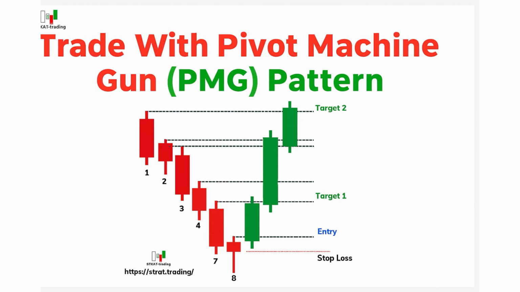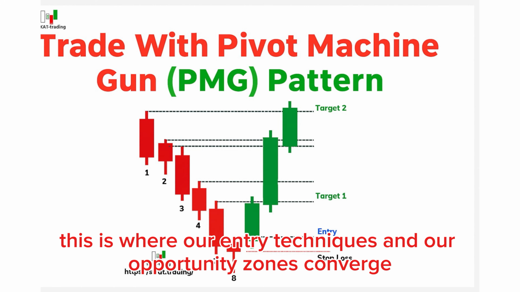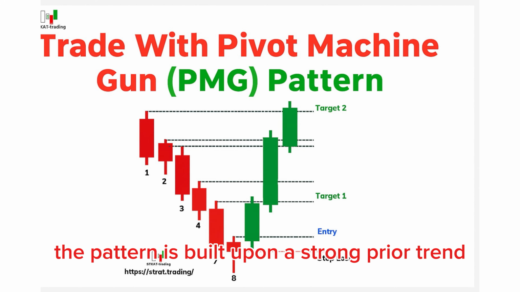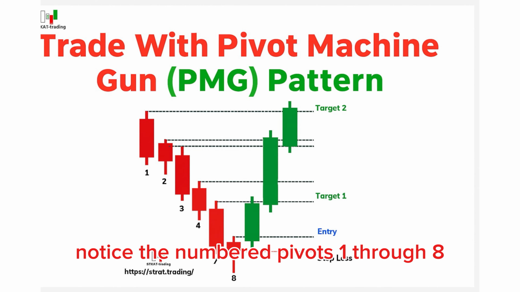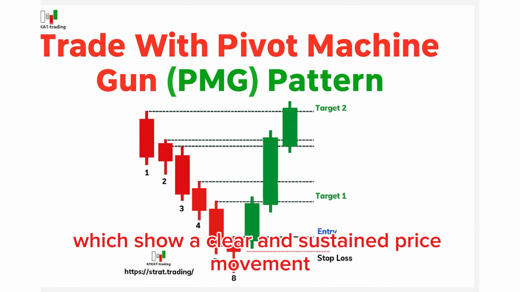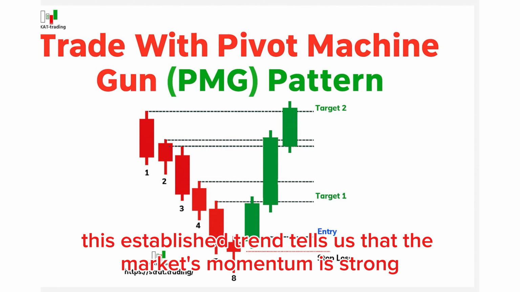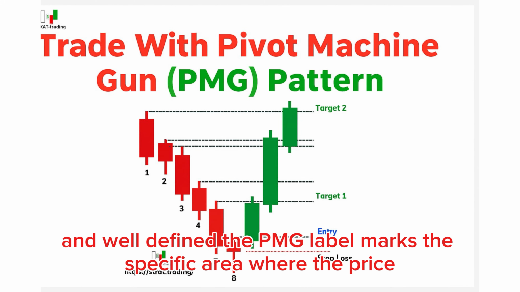Now let's put all these concepts together into a powerful, repeatable setup known as the pivot machine gun, or PMG pattern. This is where our entry techniques and our opportunity zones converge to create a structured trade with a clear roadmap. The pattern is built upon a strong prior trend. Notice the numbered pivots, 1 through 8, which show a clear and sustained price movement. This established trend tells us that the market's momentum is strong and well-defined.